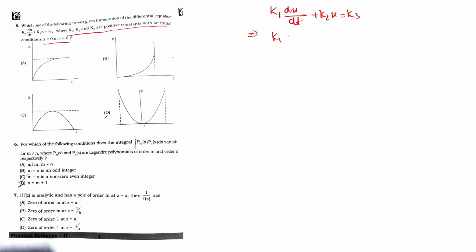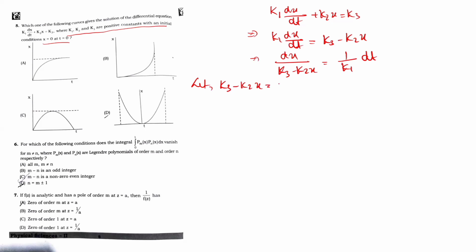So directly, first we will do the solving part. Okay, so this will give you K1 dx/dt is equal to K3 minus K2 x. And further you can write it as dx over K3 minus K2 x, which is equal to 1 by K1 dt. All right, now you will take this denominator to be u. So let K3 minus K2 x be equal to u. When you differentiate this equation, this is the constant term, so it's 0. This is minus K2 dx is equal to du. All right.